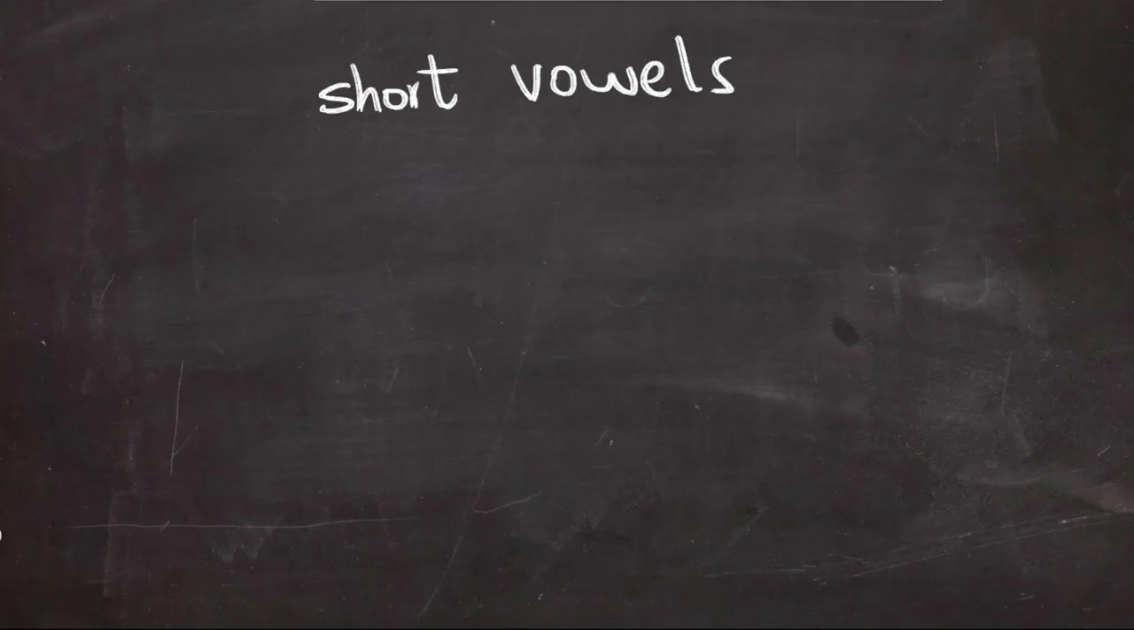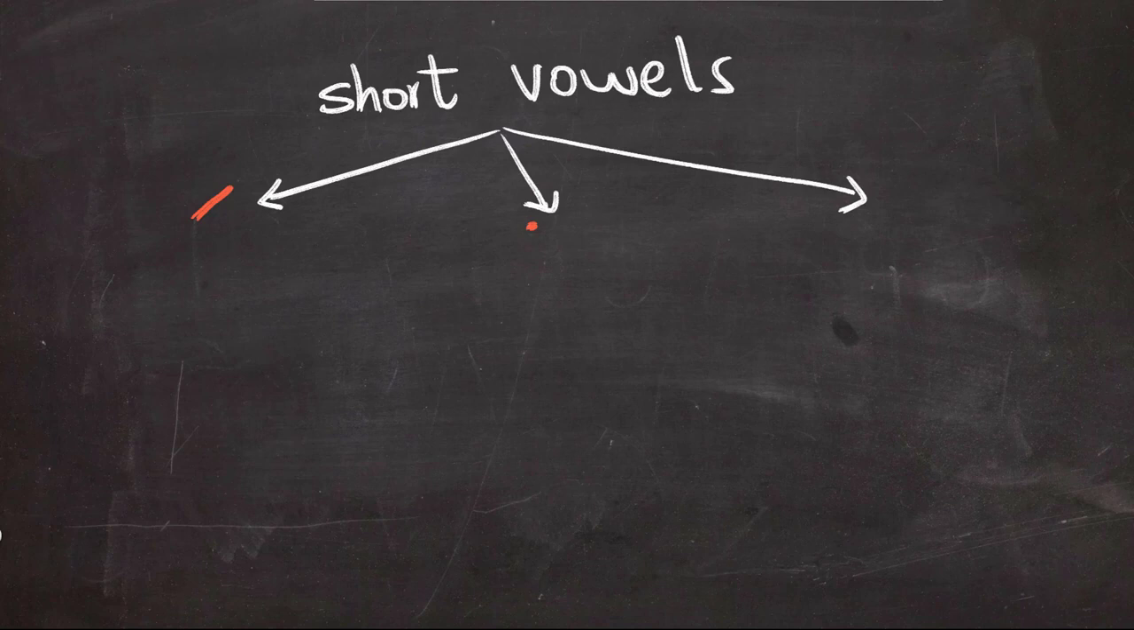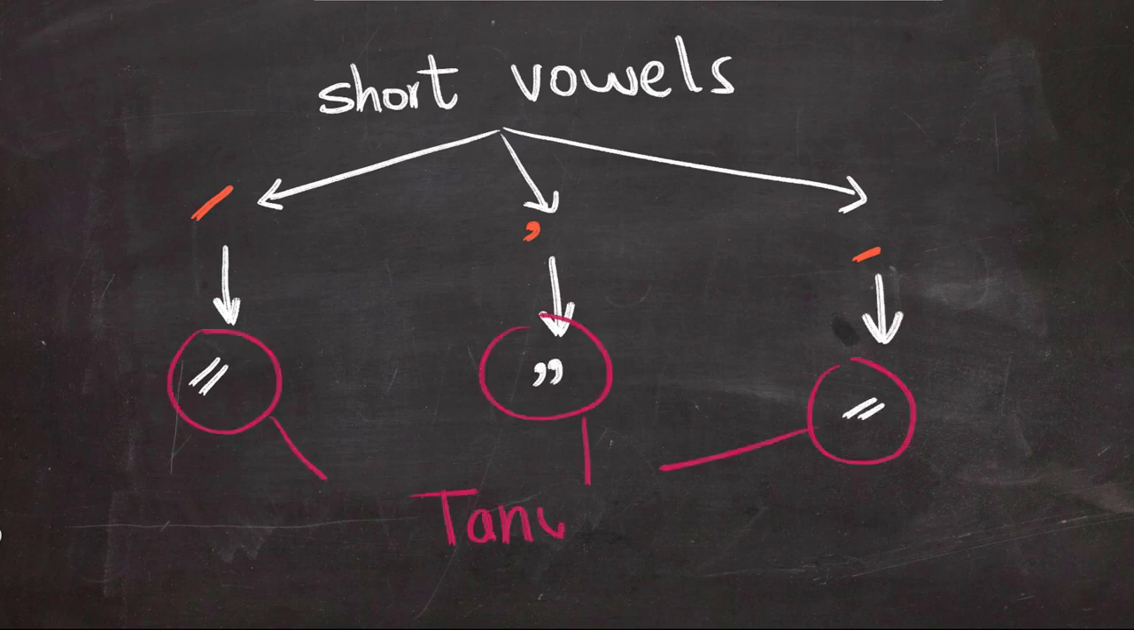So for 2 lessons, we've talked about the short vowels in Arabic. They are Fatha, Dhamma, and Kasra. And today we're going to talk about the possibility of doubling these short vowels to produce a new sound. This phenomenon is called Tanween.